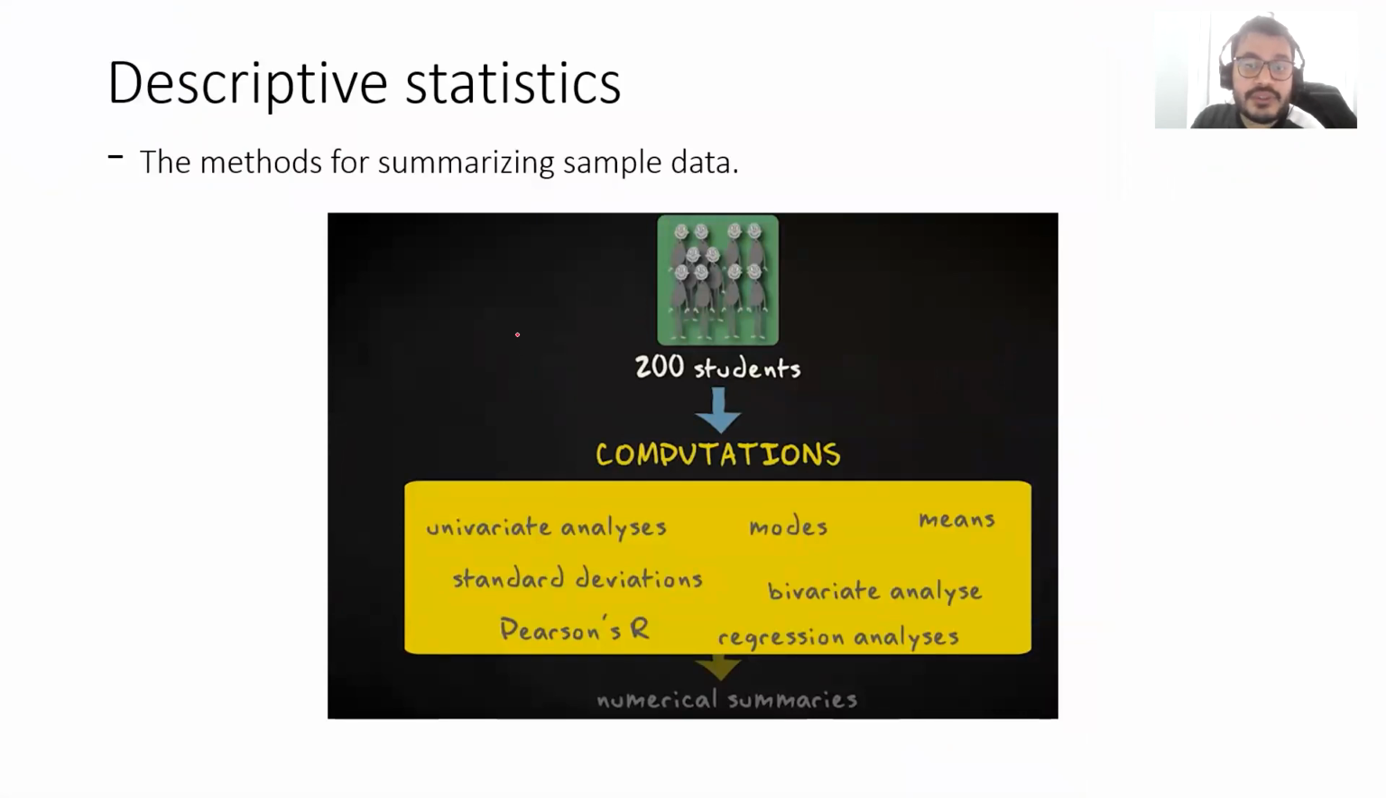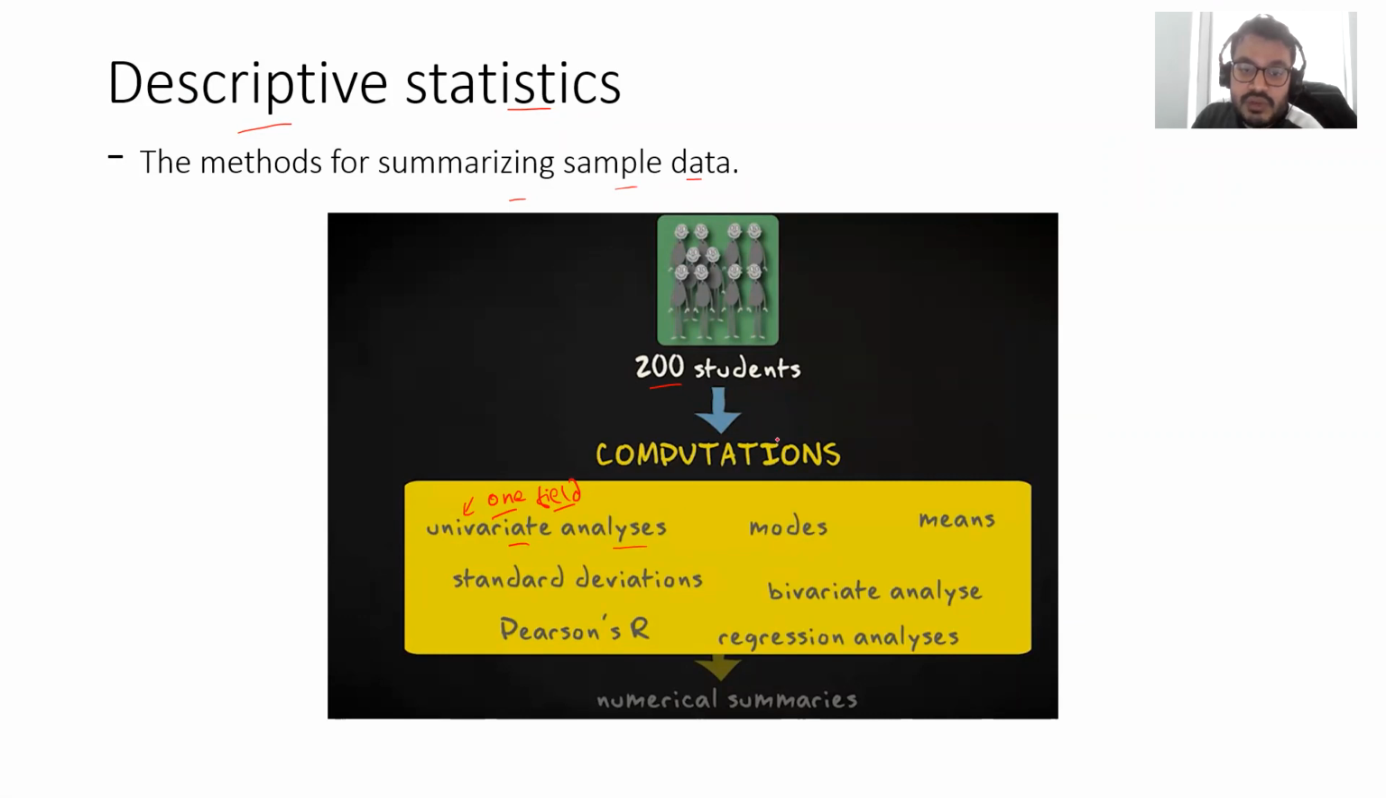The method for summarizing my sample data is called descriptive statistics. Whatever analysis we do on sample data is referred to as descriptive statistics. For example, for 200 students, if we do a univariate analysis, that means analyzing only one field, one variable.